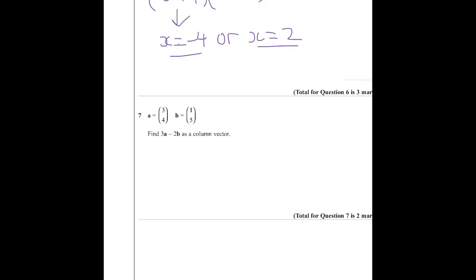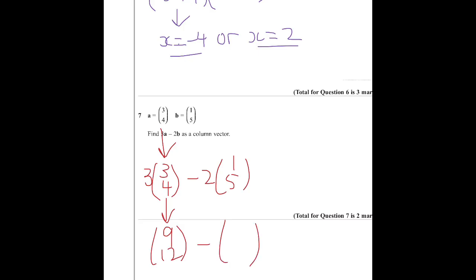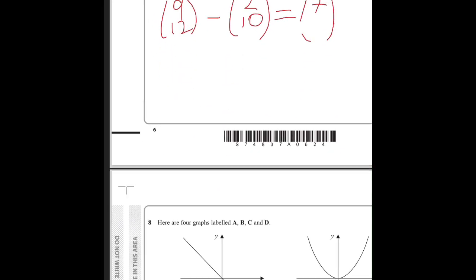Okay, this one, if it looks confusing, it really isn't. It just means 3 lots of this vector minus 2 lots of this vector. We just times everything in the first vector by 3, so you've got 9 and 12. And the second one, we'll keep the -2 outside the bracket, we'll just times everything by 2, so 2 and 10. So we just subtract the second vector from the first, so 9 take away 2 is 7, and 12 take away 10 is 2. Okay, that's your answer for number 7.